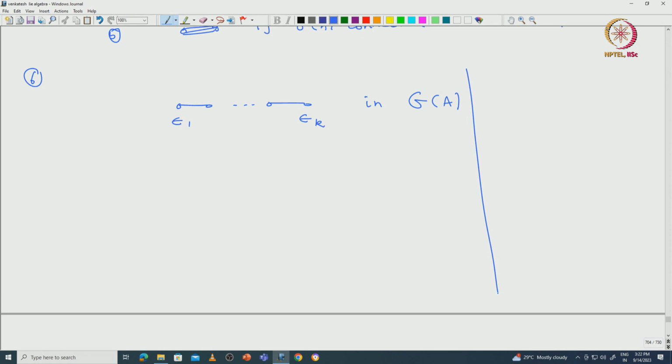So for example, if we have something like this, and if this is a simple path inside this graph, then you can shrink this and make it a point. Then you can have something like this.